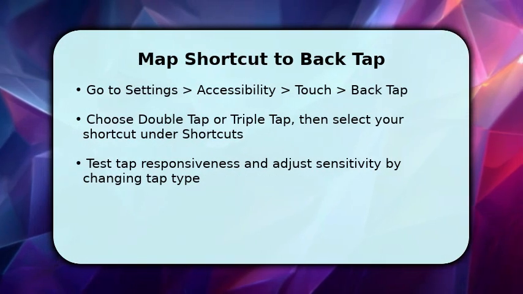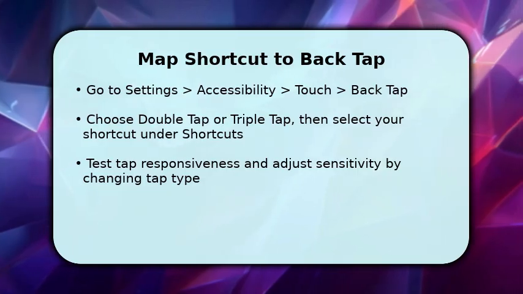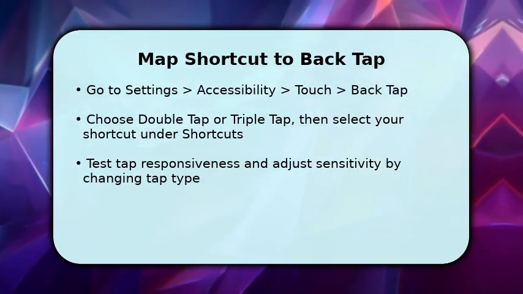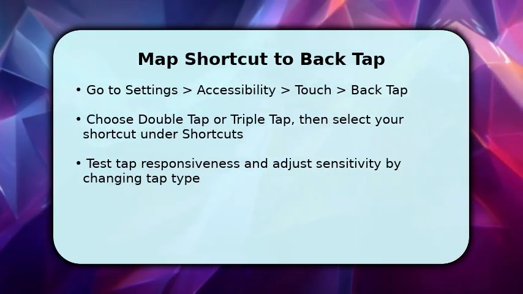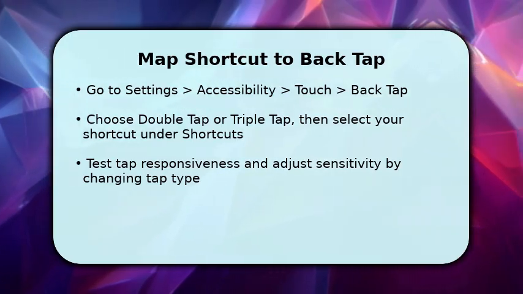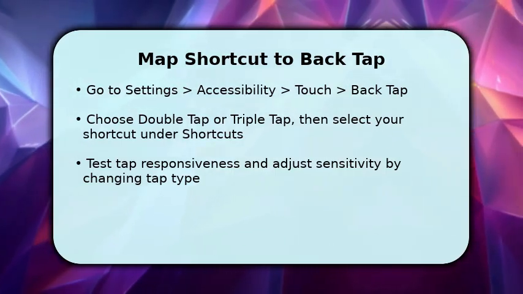Now assign the shortcut to back tap. Go to Settings, Accessibility, Touch, then back tap. Pick double or triple tap based on how often you accidentally trigger features. Scroll the list and select your newly created shortcut under Shortcuts. Once assigned, test with normal tapping motion.